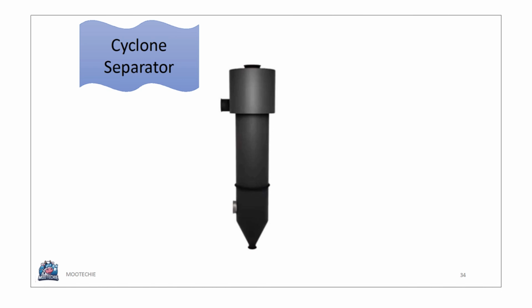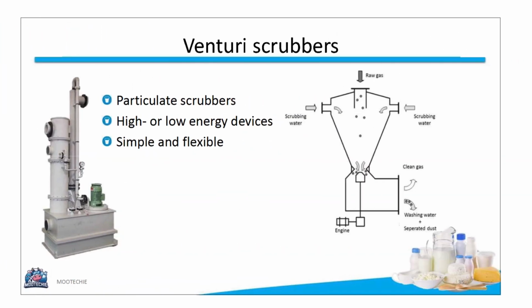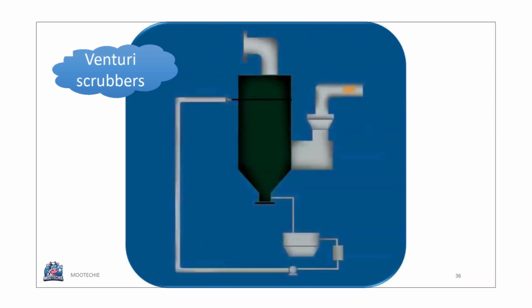Another type of device is the Venturi scrubber, which is a type of particulate scrubber. These can be high-energy or low-energy devices and are known for being simple and flexible. Scrubbing water is introduced into the gas stream. The particulate matter is captured by the water droplets. The clean gas then exits, and the slurry containing the dust is separated out. This slide contains an image of a Venturi scrubber system.